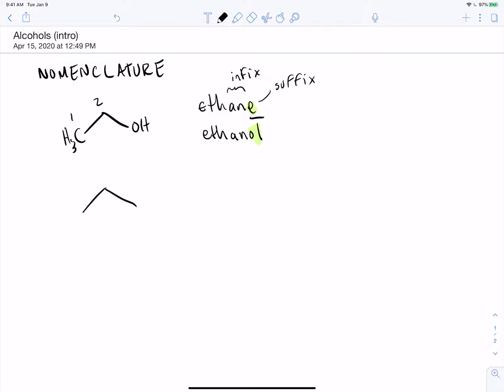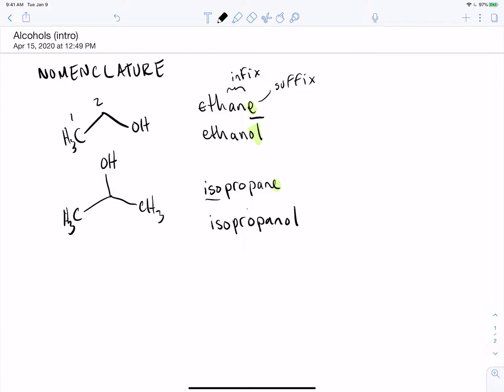If you look at some other things, for example, since we're in a pandemic, something that's really common right now is rubbing alcohol, which is a propane isomer. So this is isopropane, would be the parent chain. So the iso refers to the position of the alcohol group. And we know that from when we learned nomenclature for alkanes. But isopropane, so all we do is we take this and we change it from E to OL.